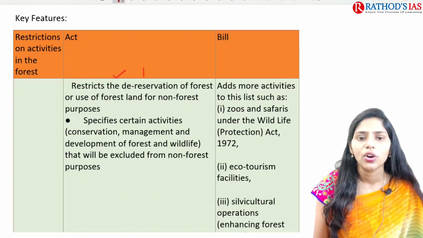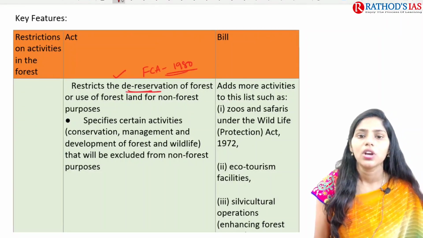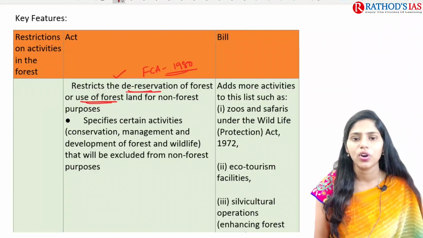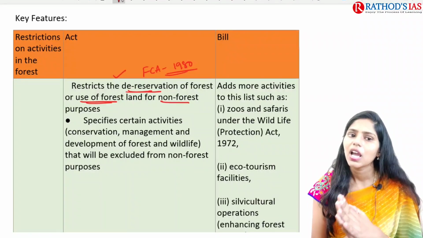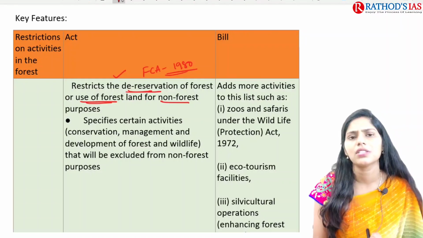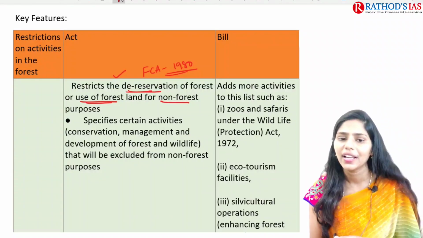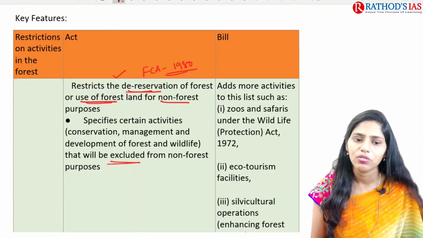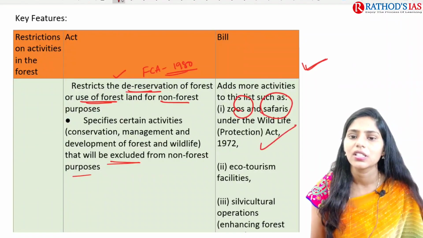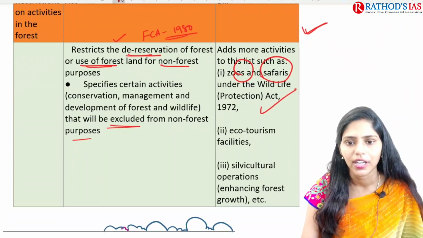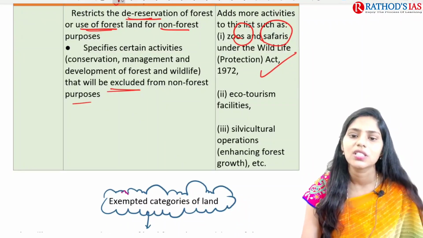First, the Forest Act of 1980 restricts the de-reservation of forest or the use of forest land for non-forest purposes. It restricts some activities, while activities for the conservation, management and development of forest and wildlife are excluded from non-forest purposes. But this bill adds more activities like zoos and safaris under the Wildlife Protection Act of 1972, and also ecotourism facilities and silviculture operations.